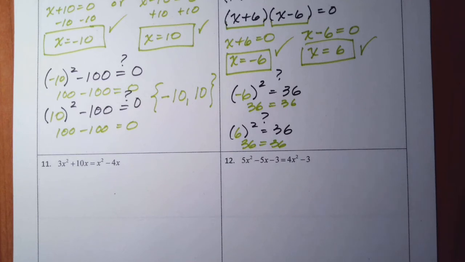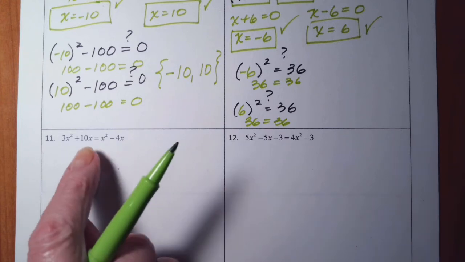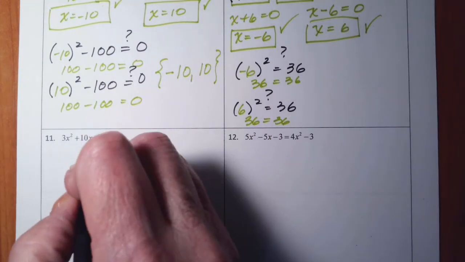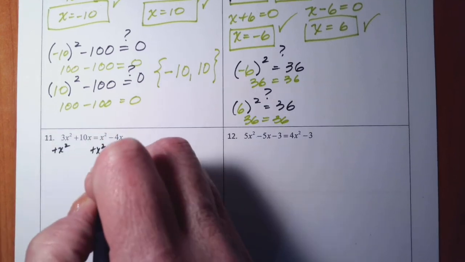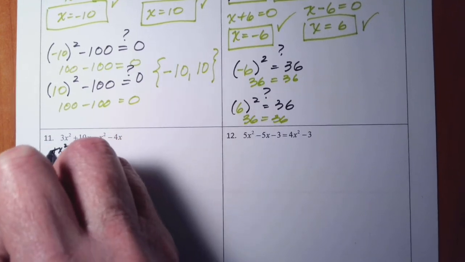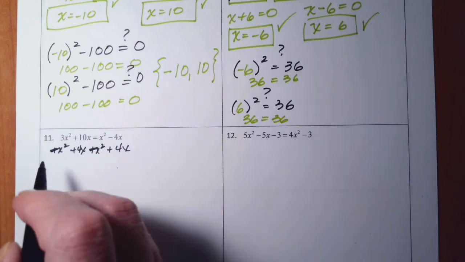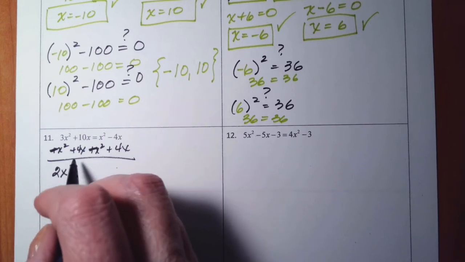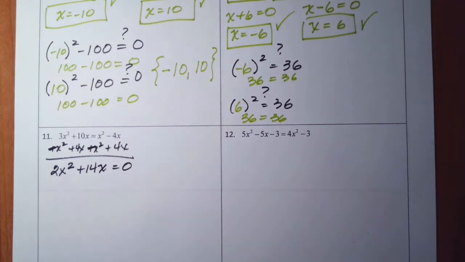Okay. All right, well, on number 11, it's just a big old mess. It's clearly not equal to 0. So what I'm going to have to do is move both the x squared and the negative 4x. So I'm going to do that by adding x squared to both sides. Oops, I'm sorry, that's subtracting. Excuse me. And adding 4x. So when I do that, that gives me 2x squared plus 14x is equal to 0.